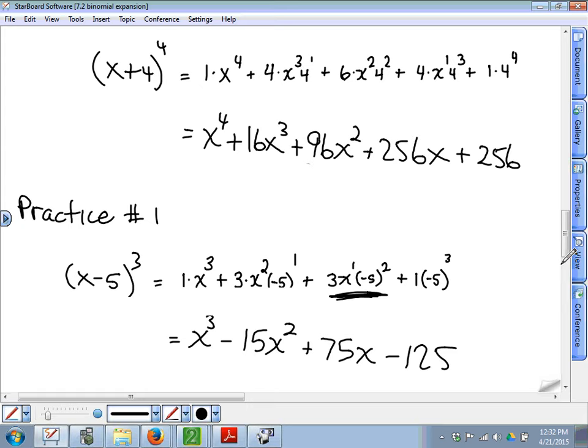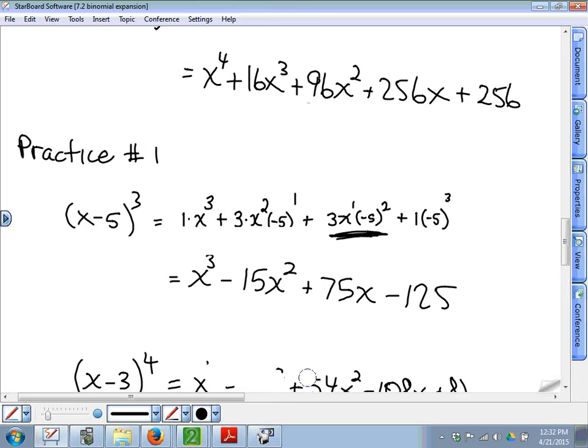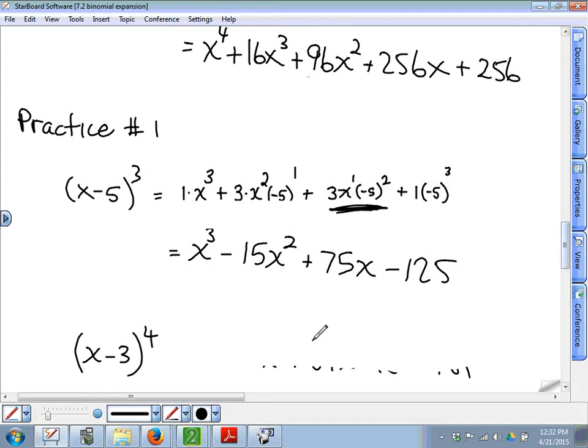Okay? So try this one on your own. Whoa, quit looking at the answers. Do x minus 3 raised to the 4th power. Try it. It may seem easy enough when I'm up here doing it for you, but if you actually have to sit down and do it on your own, it may be a different story. So you've got to try this.